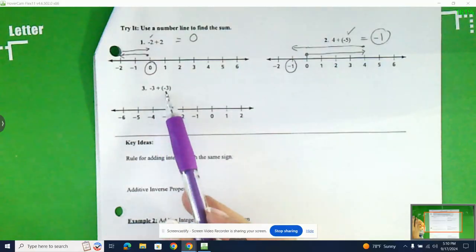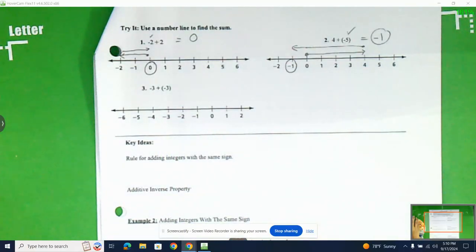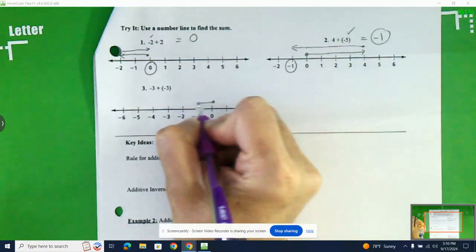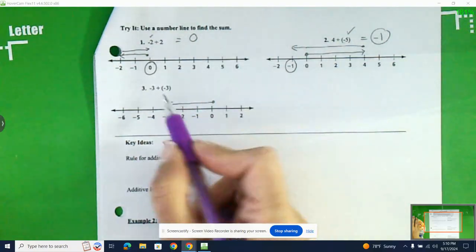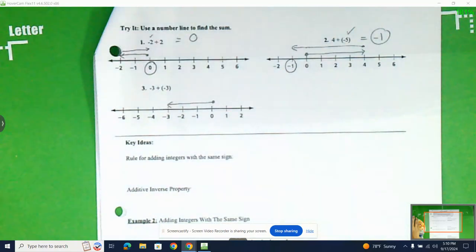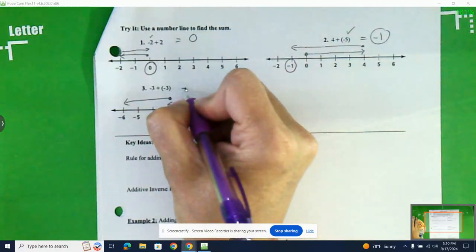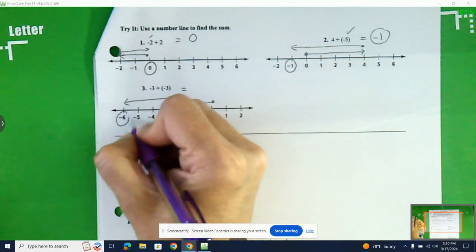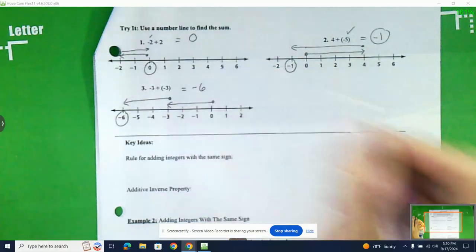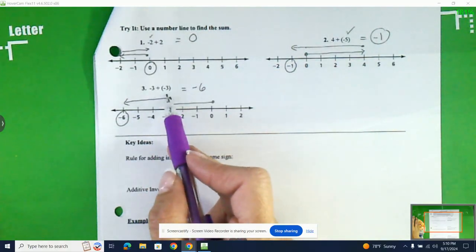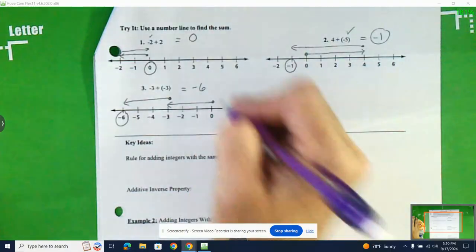Okay, here we have the same sign, and they're both negative. We have a -3 plus another -3. So we're going to start at 0 and go to our first number, the -3, and then we're going to go towards 3 more negatives. So count that out, 1, 2, 3. And we get -6. And same signs add, and we keep the sign. So we have -3 plus -3 is altogether -6.